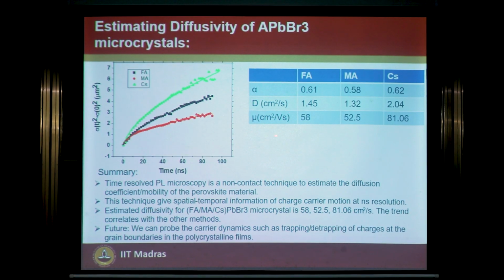With all this, we calculated our mobility, and it turns out to be in the range of about 58 for an FA-based system, 52 for an MA-based system, and 81 for a CGM-based system. So this is one of the non-contact techniques, and if you have a range of numbers, this seems to be a reasonable estimate of the mobility of the charges in this system.